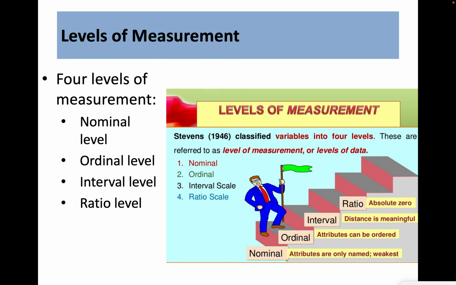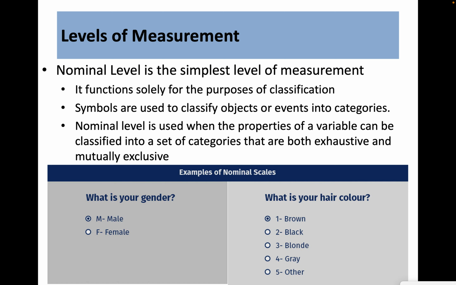4 levels of measurement: a nominal level, ordinal level, interval level, and ratio level. And these were developed by Stevens in 1946. Okay. Nominal level is the simplest level of measurement. It functions solely for the purposes of classification. Symbols are used to classify objects or events into categories. Nominal level is used when the properties of a variable can be classified into a set of categories that are both exhaustive and mutually exclusive, such as gender, male or female, and now, of course, you could add other things.